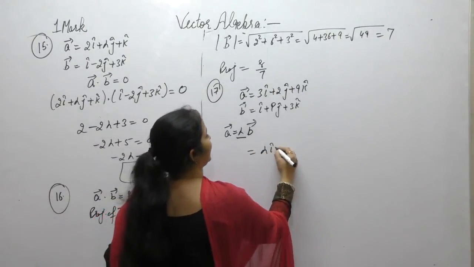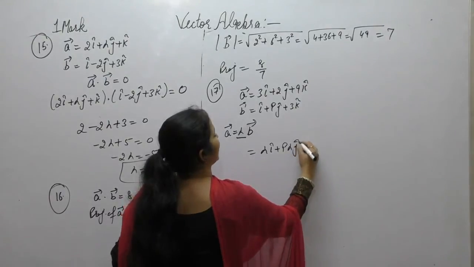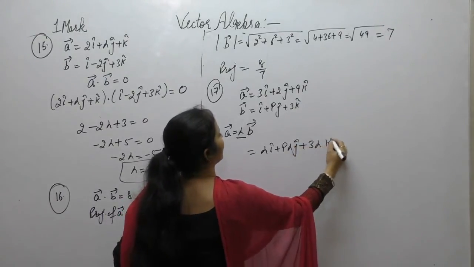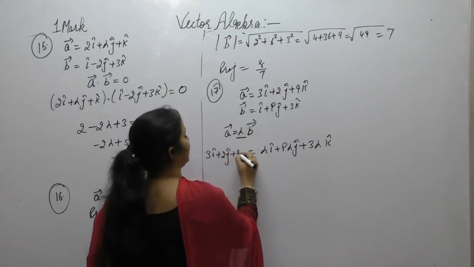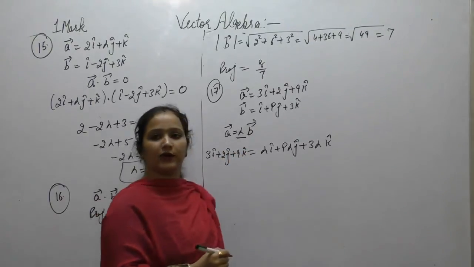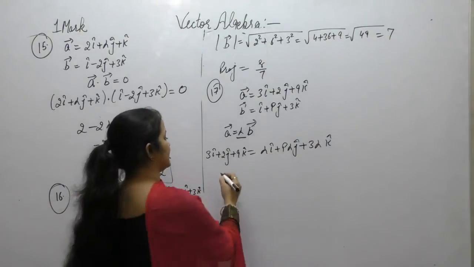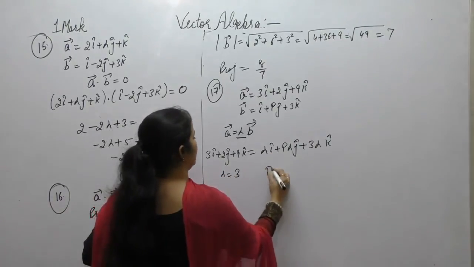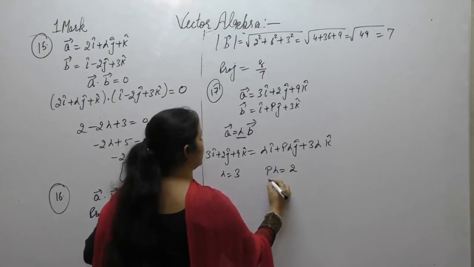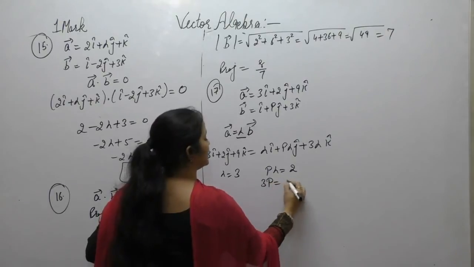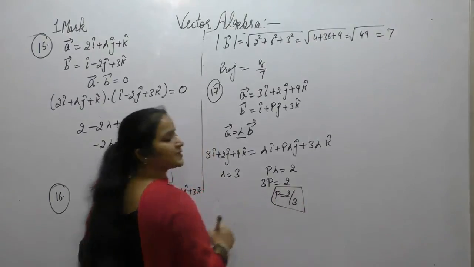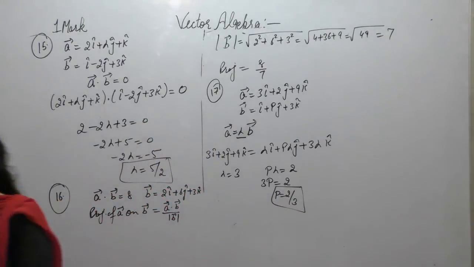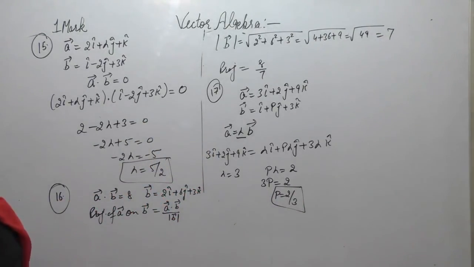So lambda i cap, p lambda j cap plus 3 lambda k cap equals 3i, 2j, 9k. Now equate the corresponding components. Lambda is equal to 3 and p lambda is 2. Put the value of lambda here. So p is 2 by 3. For p equal to 2 by 3, vectors A and B are parallel.